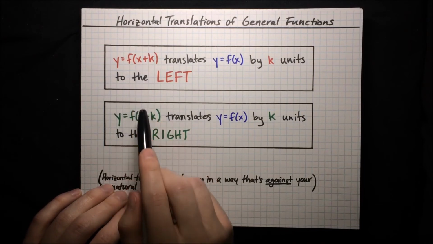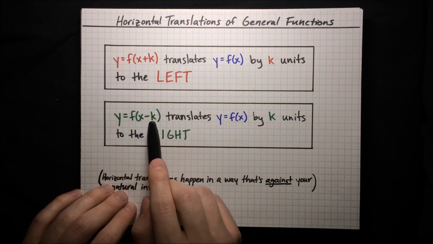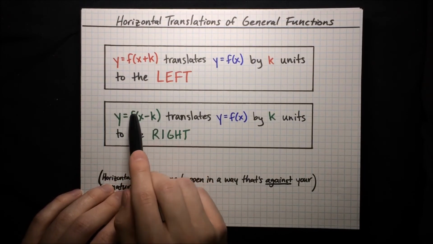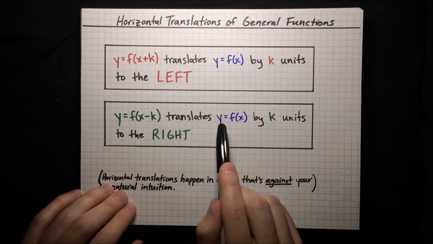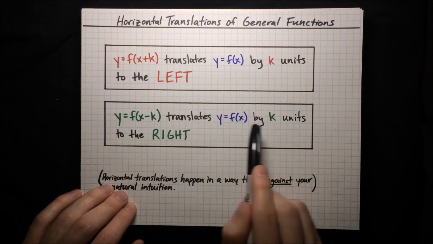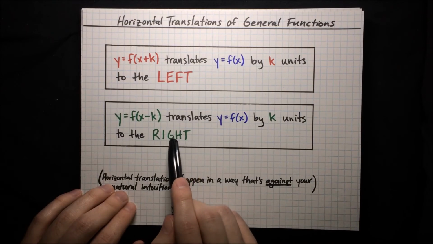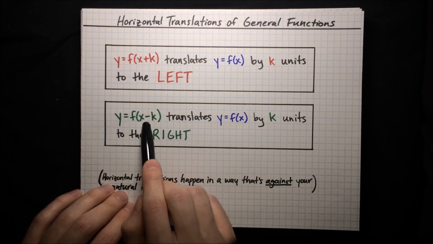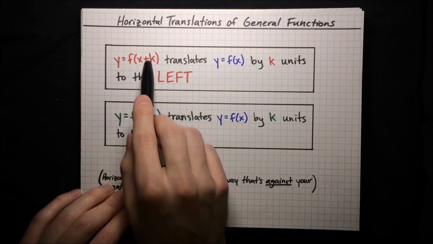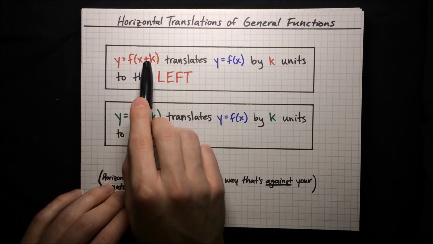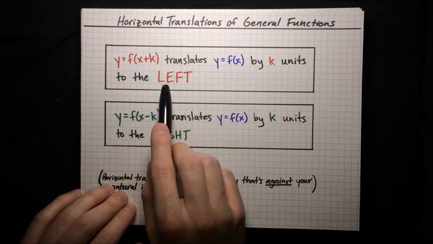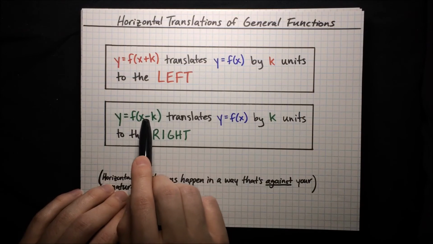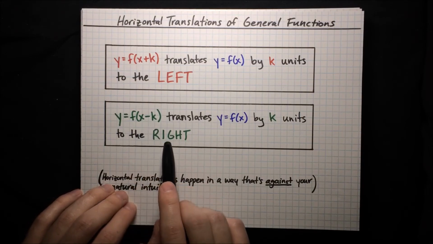And then likewise, if we have y equals f of x minus k, for minus k on the inside, that translates the original graph, y equals f of x, by k units to the right in the positive direction of x, not the negative direction of x. So if you see plus inside, that means the graph is translated in the negative direction of x, the left. If you see minus inside, that means the graph is translated in the positive direction of x, to the right.